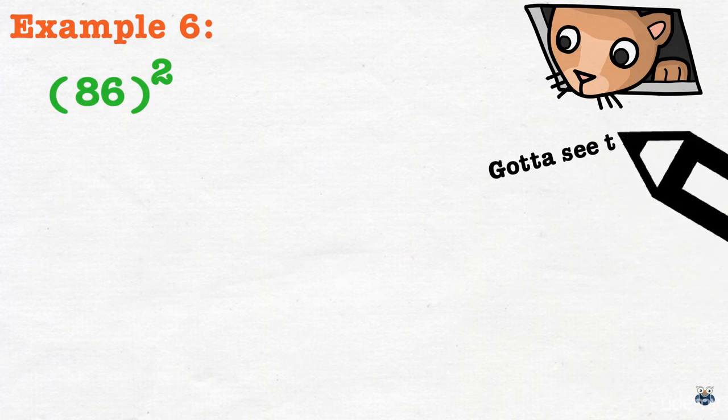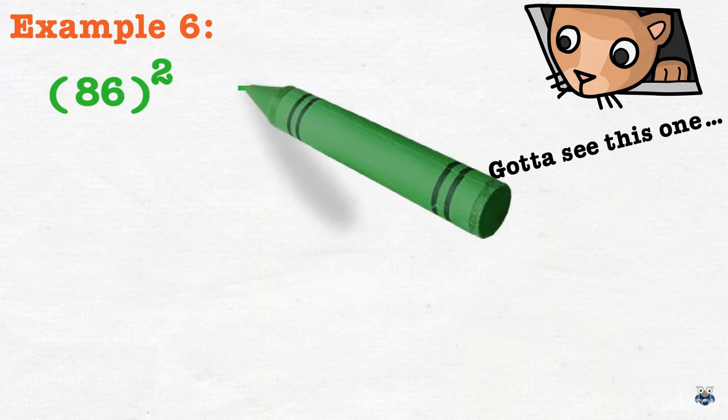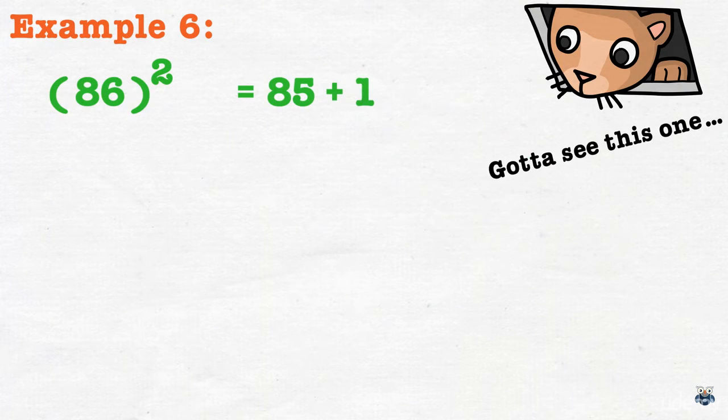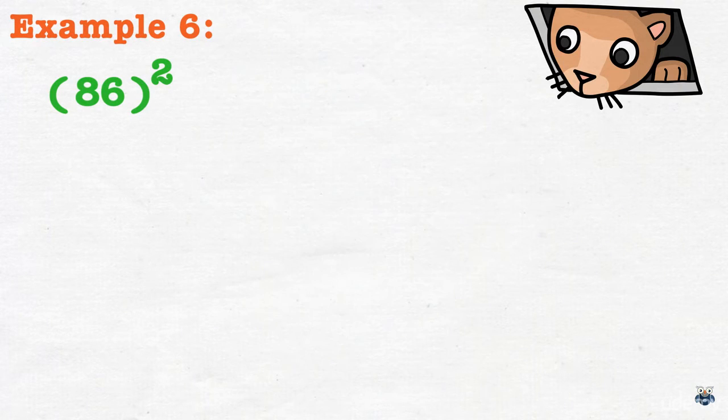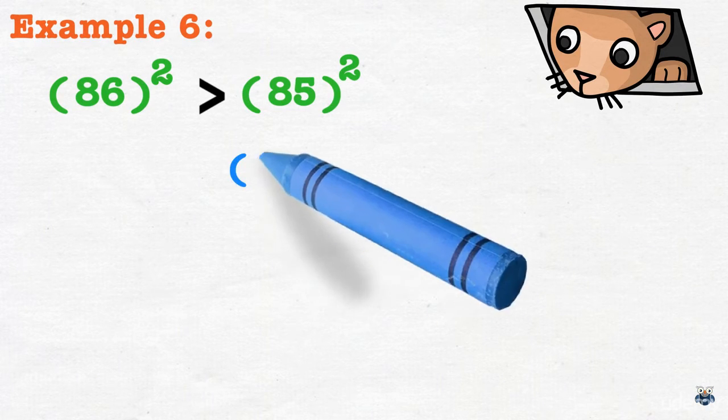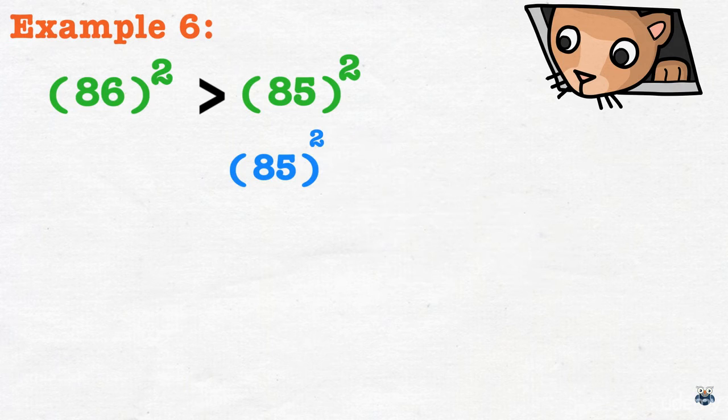Now that we know how to square numbers ending in 5, let's reuse this knowledge for two other scenarios. What is 86 squared? 86 is one more than 85. So it's pretty obvious that the square of 86 will be bigger than 85 squared. But let's first find the square of 85. The answer is 7,225.